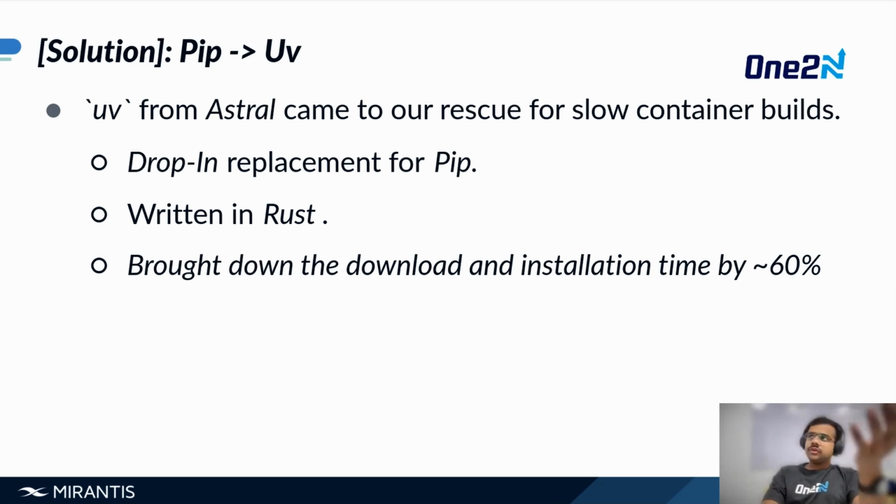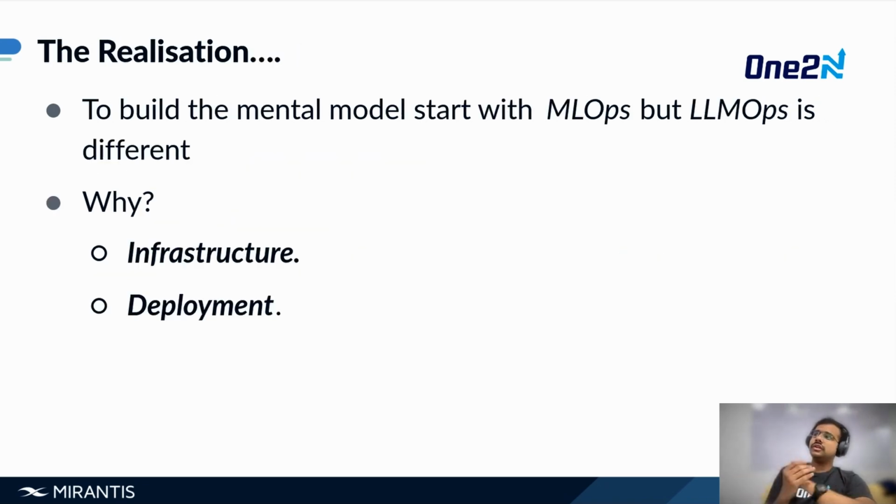This is where another tool came to our rescue, which is an open source tool from Astral called UV, which is a drop-in replacement for Python's own package manager pip. It is written in Rust, and it brought down the download and installation time by 60%, which was huge.